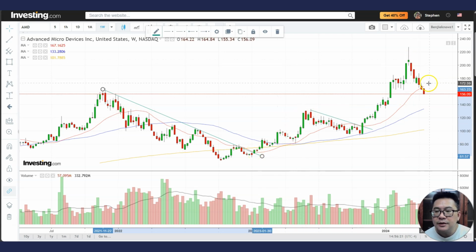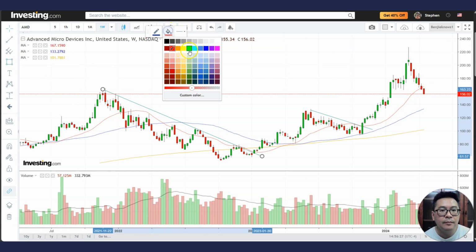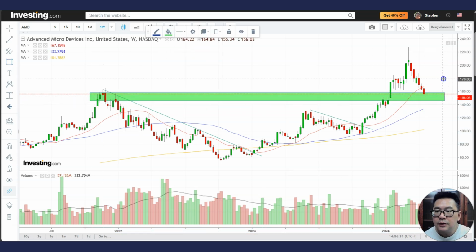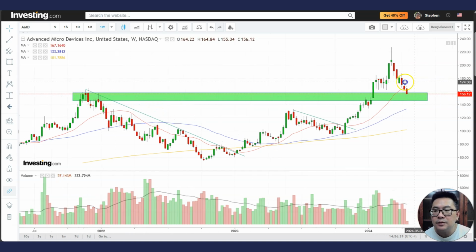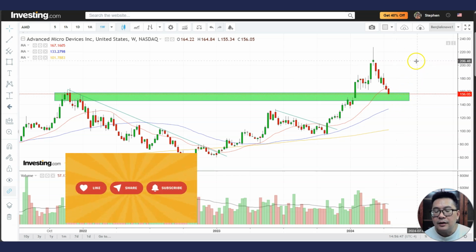So currently it's still in a weekly uptrend, and this is a long-term support area for those who are investing. So this might be a very nice area for long-term investors to try and bottom fish this stock, because if this support holds, there's a possibility that it will form a bullish reversal pattern and maybe go up again.